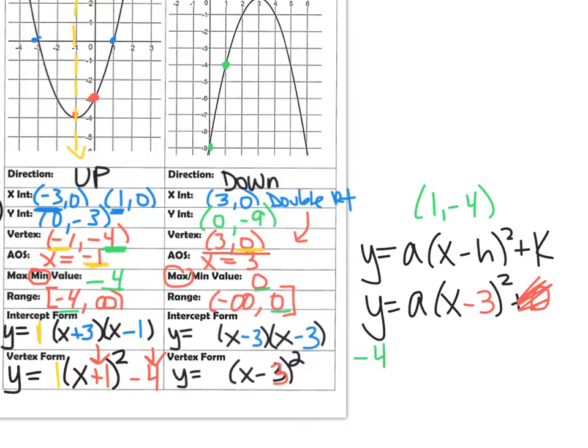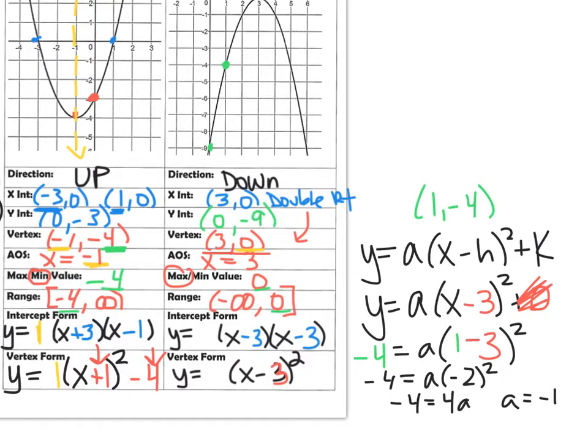So -4 equals a times 1 minus 3 squared. So -4 equals a times -2 squared. So -4 equals 4a. So a equals -1 in this problem. And I could have chosen a lot of different points. It just needs to go through a corner.